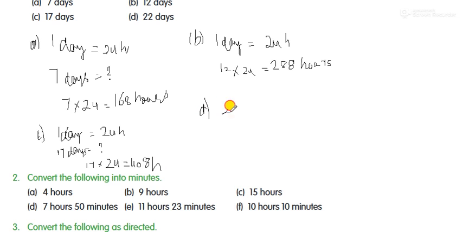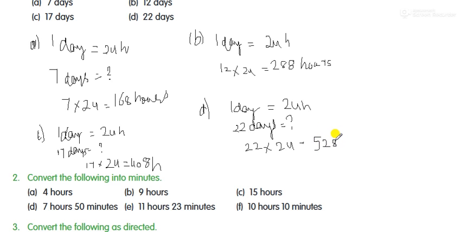Next, the D bit is 22 days. So 1 day equals 24 hours, and 22 days equals how many hours? 22 into 24 equals 528 hours.